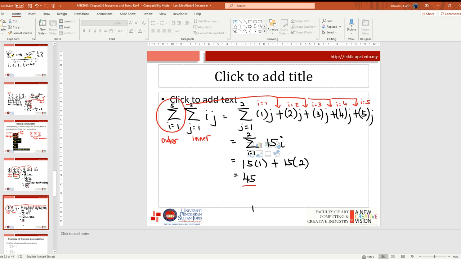Okay, another example. For this one, the inner loop we have done, and then we go for the outer loop. i equal to 1. We put the values one by one. i is 1 multiplied by 1 plus 2 plus 3 plus 4 plus 5, and for i equal to 5, 25. And then for this one we got the sum 15i, we replace, and then we got 45.